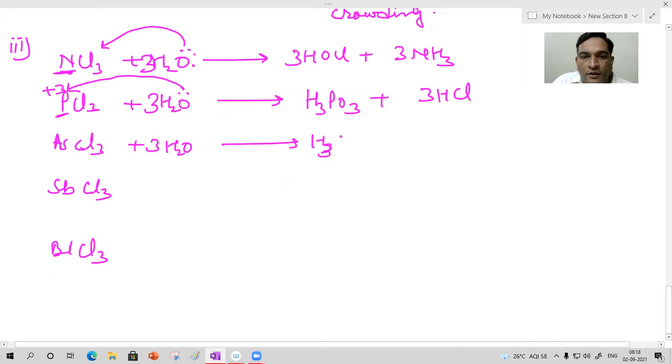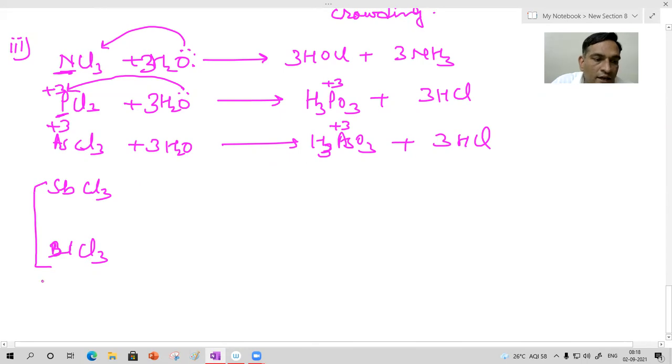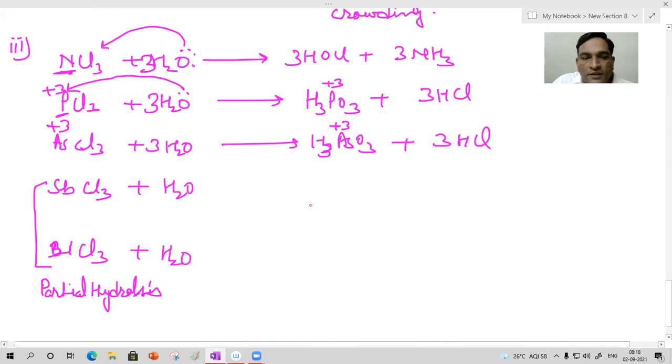Here, H3AsO3 plus 3 HCl, same product. Odd oxidation state, odd group number, same oxidation state product will be formed. SbCl3 and BiCl3 are again examples of partial hydrolysis. In general, these 4 partial hydrolysis reactions are very, very important. So many times they come in our previous JEE and NEET examinations.